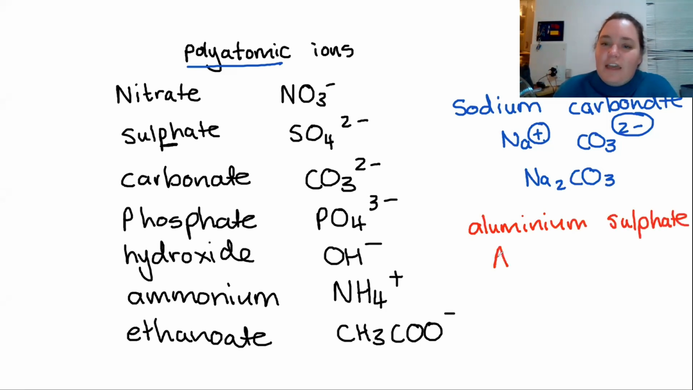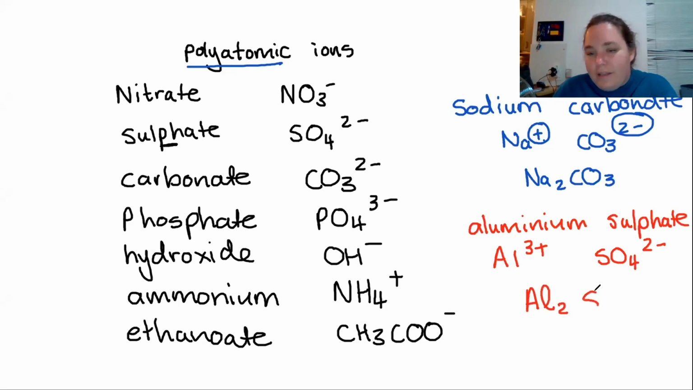Okay, so here we'd have Al3+ and SO4 2-. So we'd have our Al followed by a 2, and then there'd be SO4, and there are 3 of them, so we put the 3 there.